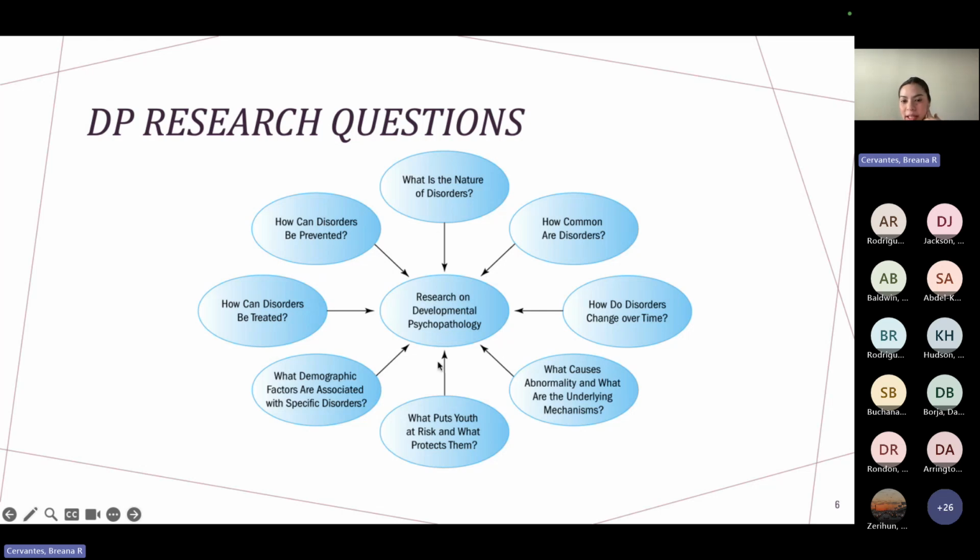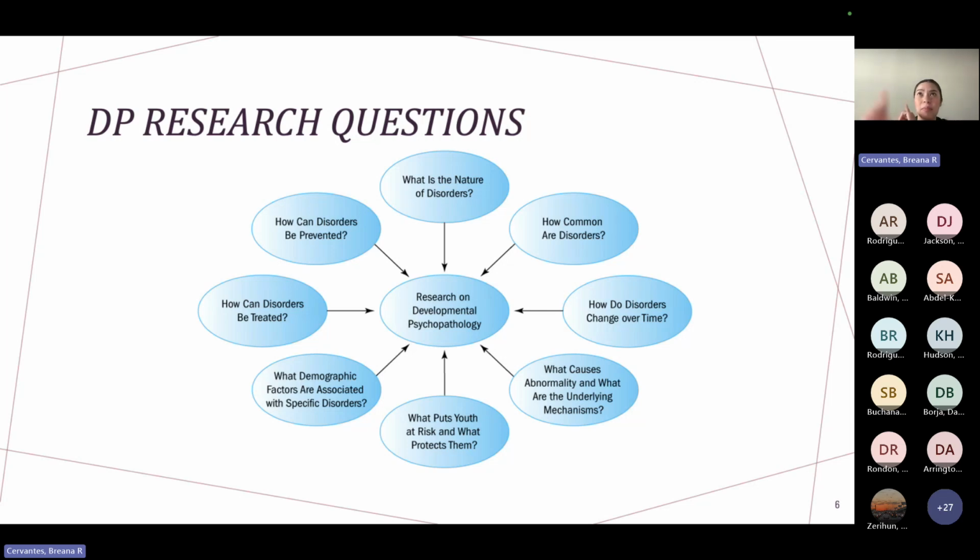And we like to ask things like how common are these disorders? So what's the prevalence rate, which we talked about last week? How do disorders change over time? So this is touching on continuity and discontinuity, multifinality and equifinality, which was covered in developmental psychopathology lecture. We also ask things like what causes abnormality and what are the underlying mechanisms. So this is looking at what's the etiology.